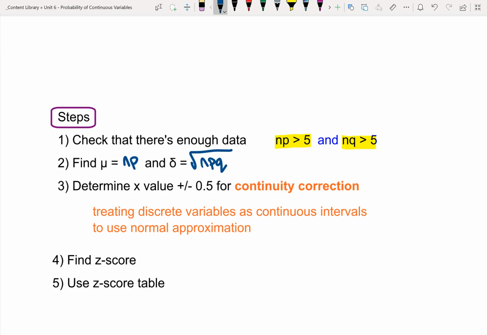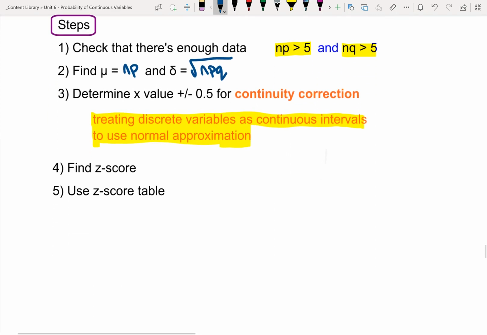We then need to determine the x value that we're looking at. With our x value, we have to add or subtract 0.5 for continuity correction. Basically, because we're looking at a discrete situation, we need to change it to continuous intervals for the normal approximation. Using z-scores or the normal distribution requires continuous variables, but this data is usually discrete, so we need to treat the discrete variables as continuous. From there, we find our z-score, the value minus the mean divided by the standard deviation, and then use the z-score table or the chart in the notes or textbook to find a probability.